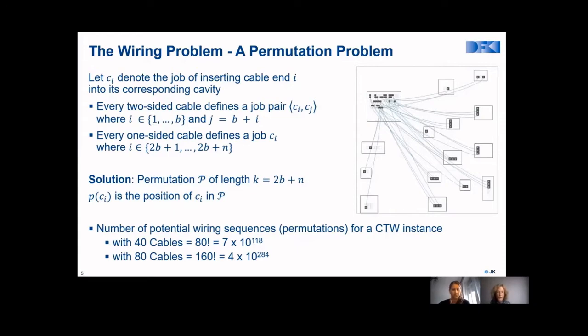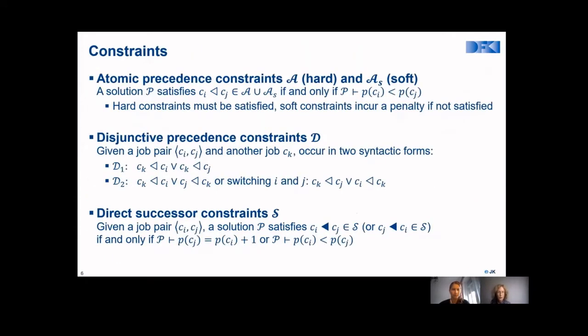In principle, there are 80 factorial possible permutations. And this creates a rather large search space. Among these possible permutations, only some satisfy the given constraints and are valid solutions. And among the valid solutions, only some are optimal. To model the problem, we developed different types of constraints.